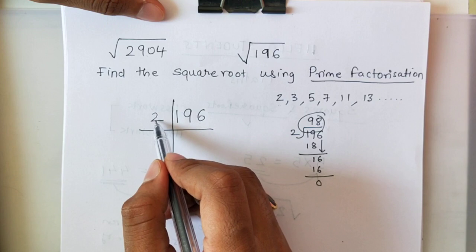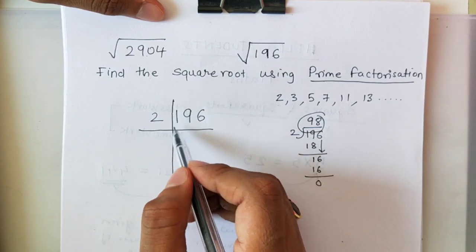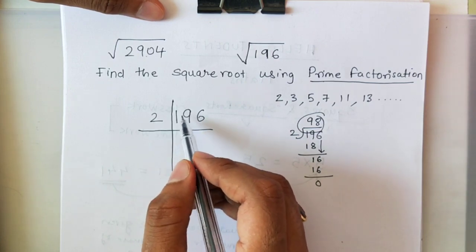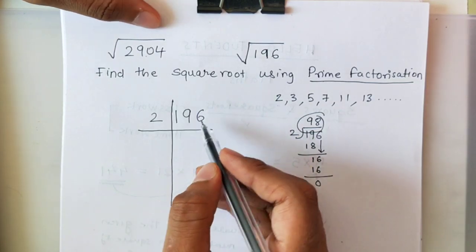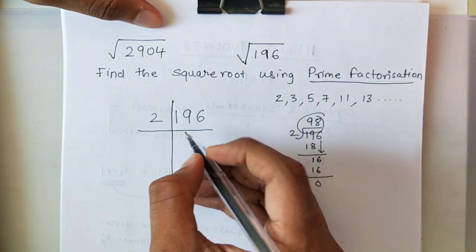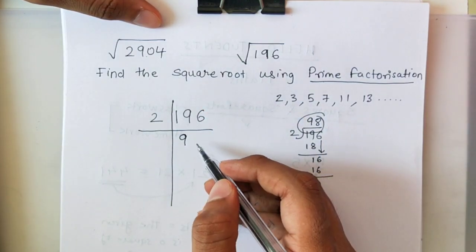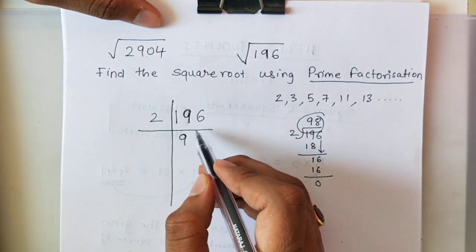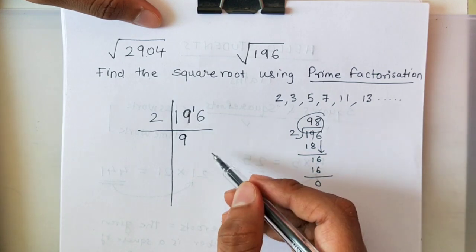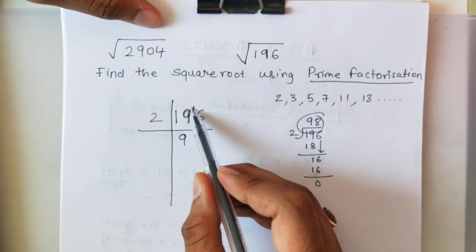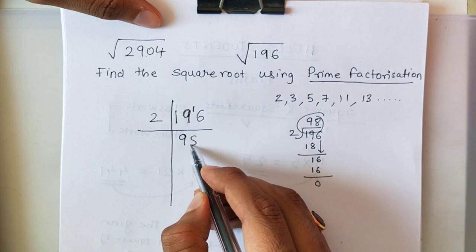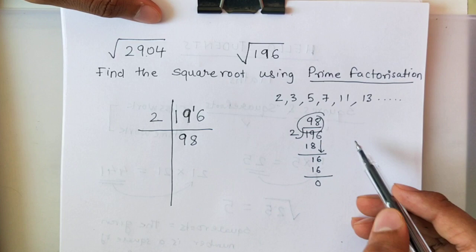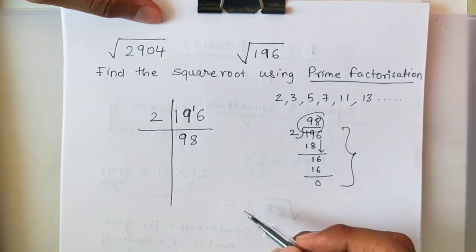So how to do it? Here I'll divide by 2. Near 19, which is the nearest multiple of 2, 2 9s are 18. Correct? So I have 18, but here the number is 19, so 1 will remain here. Then the number is 16, so 2 8s are 16. If you are finding it difficult, initially you can use this method. And the quotient has to be written here.